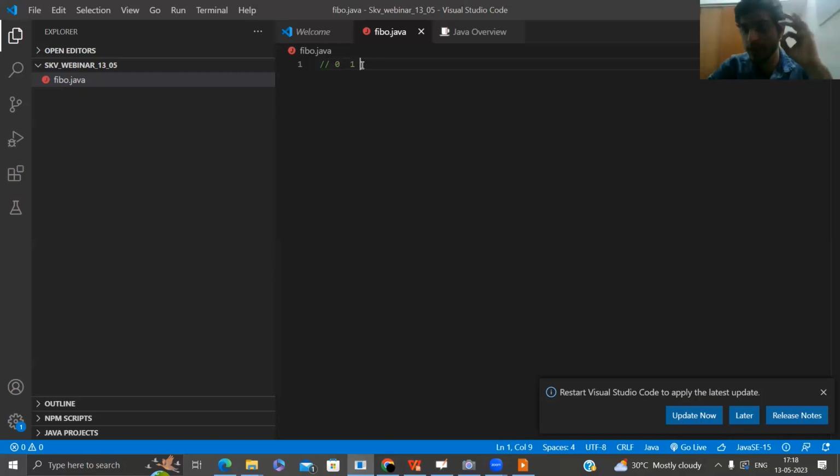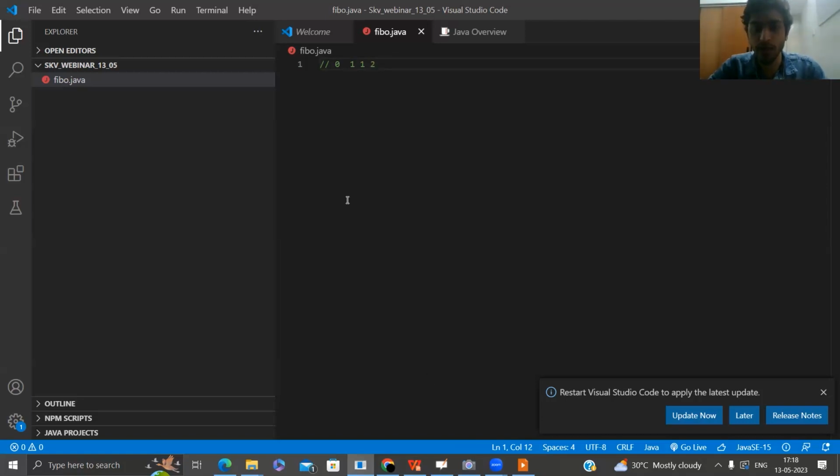So if the zeroth Fibonacci is 0, first Fibonacci is 1, then what's going to be the second Fibonacci, right? It's going to be the sum of previous two Fibonaccis. So that is going to be equal to 0 plus 1. That is 1, right? Now, how do you generate the next term? That is equal to the sum of previous two terms. 1 plus 1, that is 2, right?